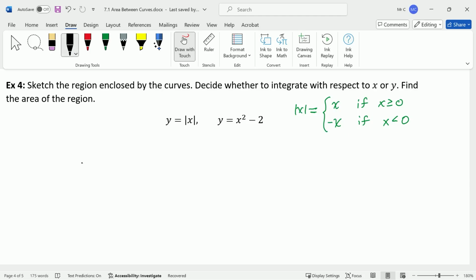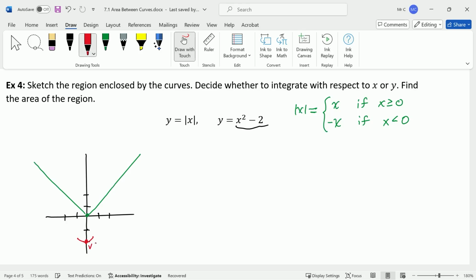Okay, and so what does that look like graphically? Well, it looks like two lines that pass through 0, 0. One has a +1 slope as it goes to the right, and the other has a -1 slope as it comes from the left to the right. Now, this is a quadratic, x squared minus 2, and since it's just x squared minus 2, that's just the regular x squared graph shifted down by 2. So we should know that its vertex is going to be down here at 0, -2. You can, of course, take your derivative, set it equal to 0 and all that to solve for that.